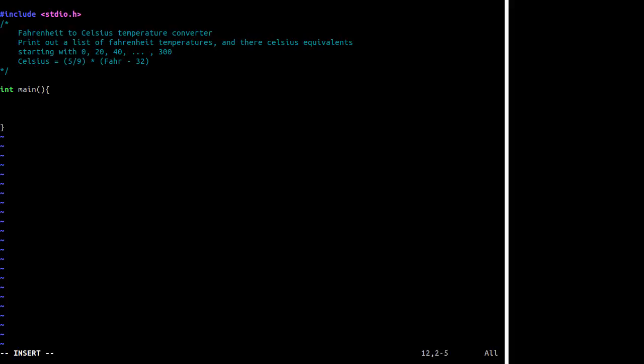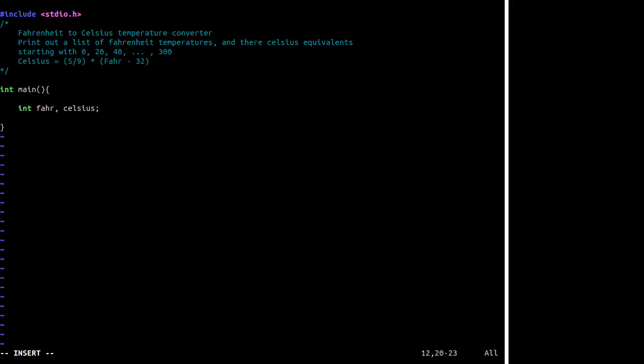Now this particular program is going to require us to make use of some variables, right? So the first thing we want to do is declare our variables. I'm going to call this int far for Fahrenheit, and I'm also going to make a Celsius one.